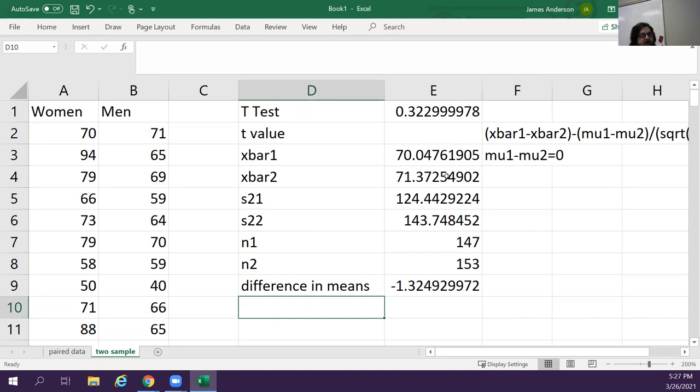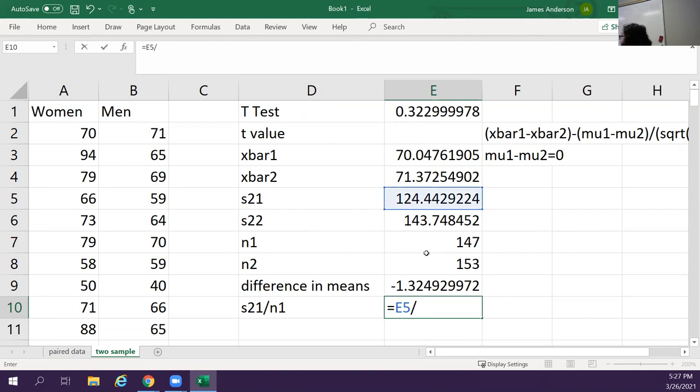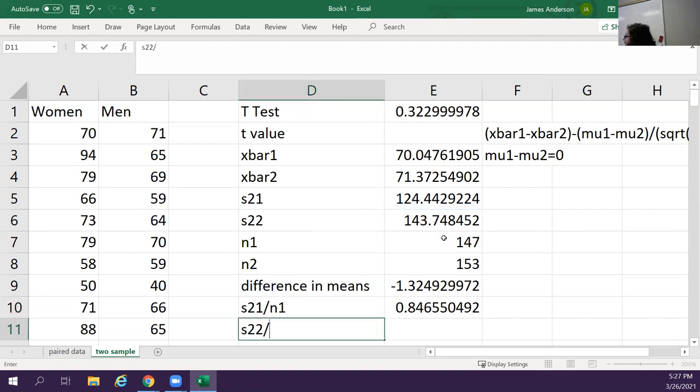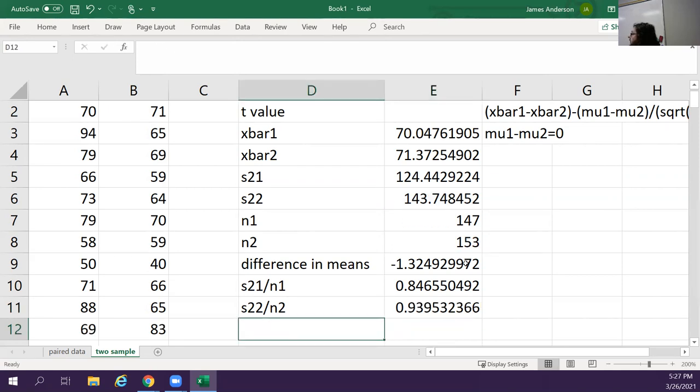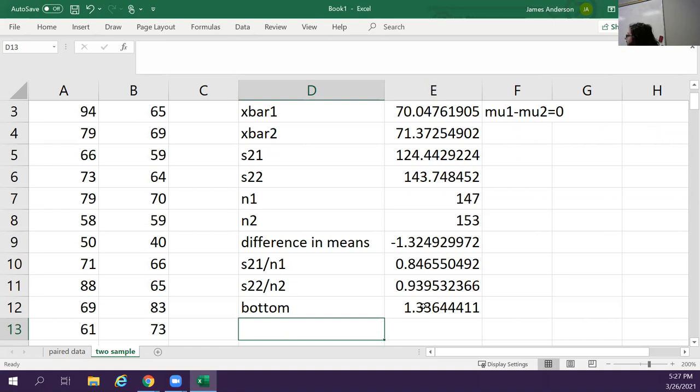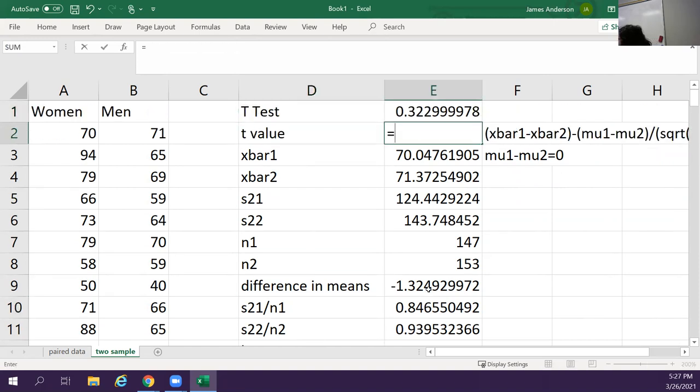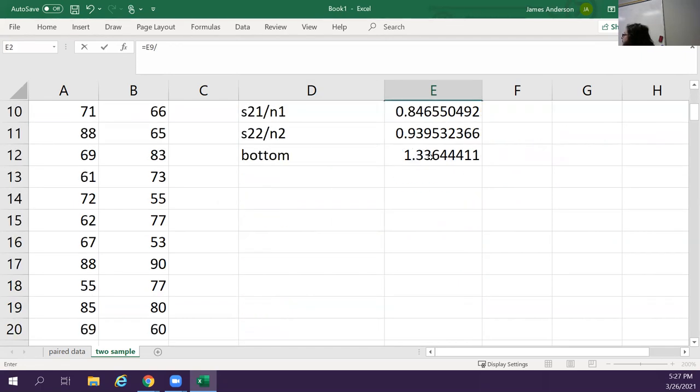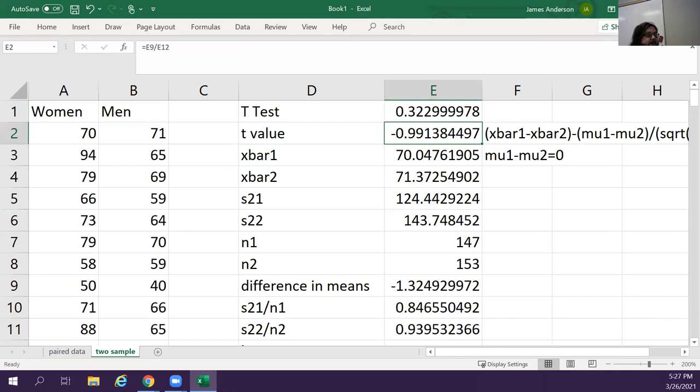Then let's go ahead and do s squared 1 over n1. So I have this divided by this. s squared 2 divided by n2 is this divided by this. Then I just go ahead and do the bottom, which equals the square root of this divided by this, or plus that, I'm sorry. And then my t would be equal to this divided by this, which gives us negative 0.99.